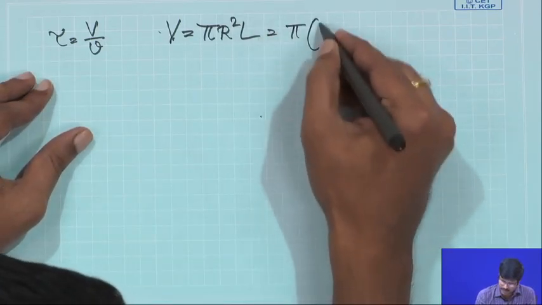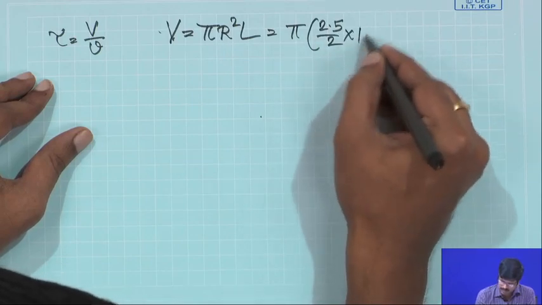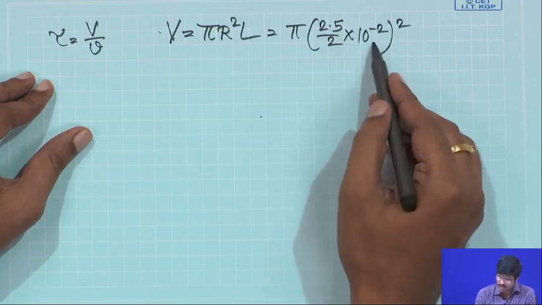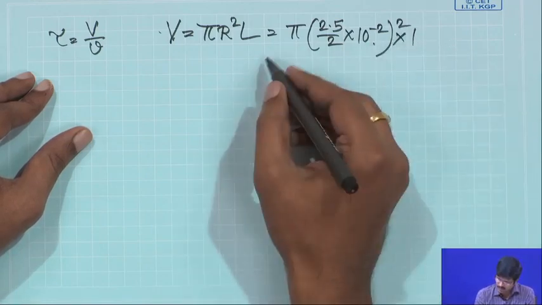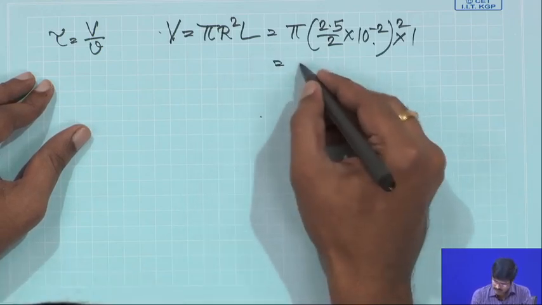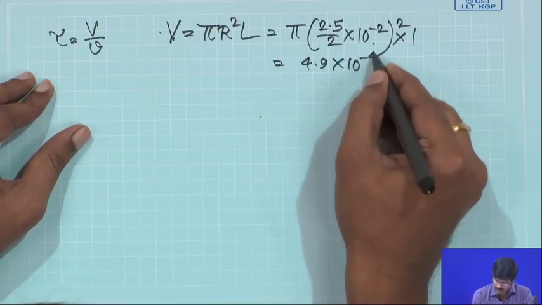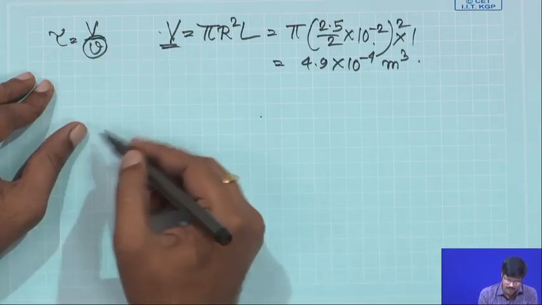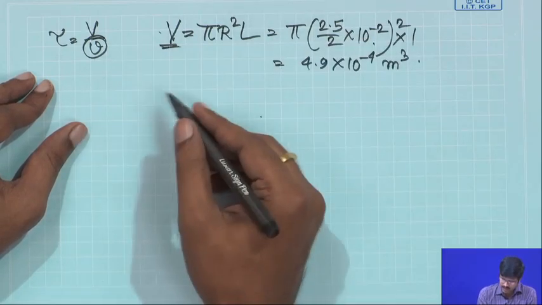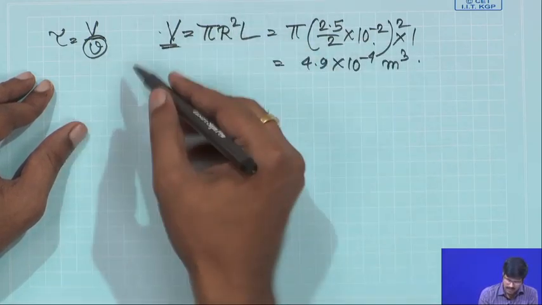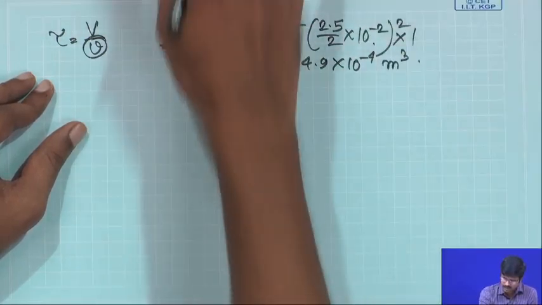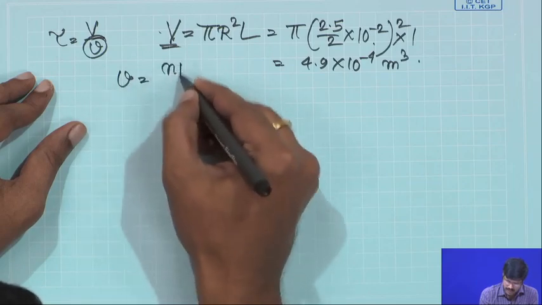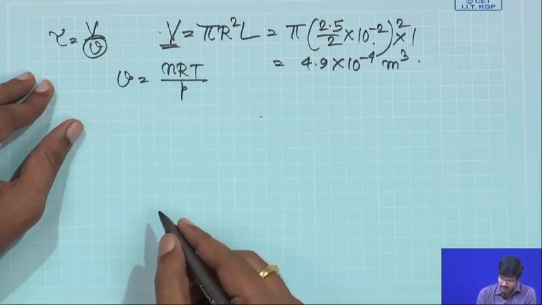If you put those values in, because r is in centimeter, you have to convert to meter, into 1 meter as the length. Ultimately what you will get is 4.9 into 10 to the power minus 4 meter cube, that is the capital V. Now, what is the small v? It is the volumetric flow rate. If ethylene is in gaseous state, you can use the ideal gas equation PV equals nRT. So, your V equals nRT divided by P, P being the pressure.